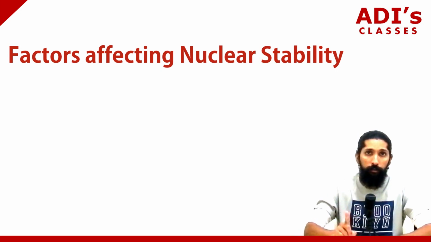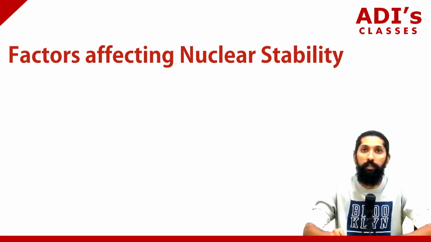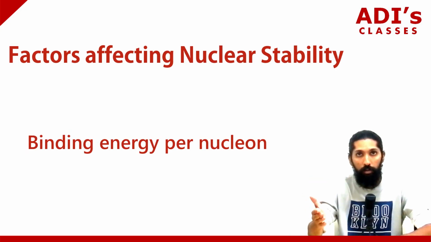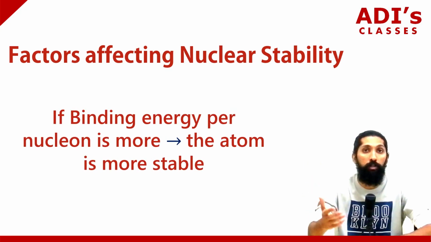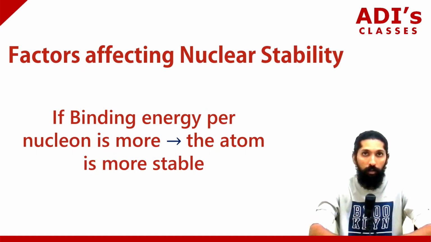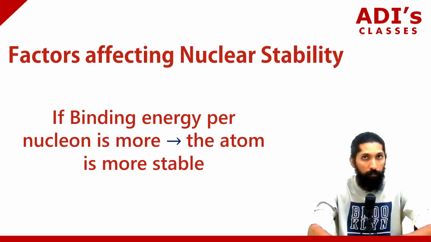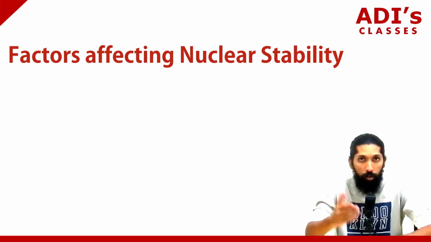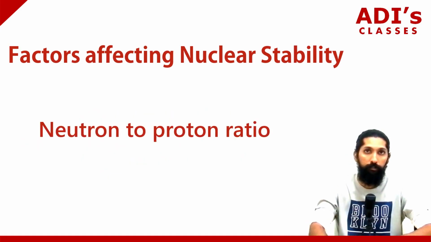In this, the first one, very important one, is binding energy per nucleon. If the binding energy per nucleon is more, then we say that the atom or the element is more stable, or you can say the nucleus is more stable. This is what you have learnt in a couple of previous videos, correct? The binding energy curve and everything you have learnt. The second factor that nuclear stability depends on is the neutron to proton ratio.